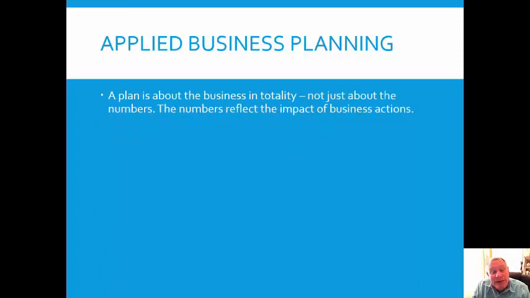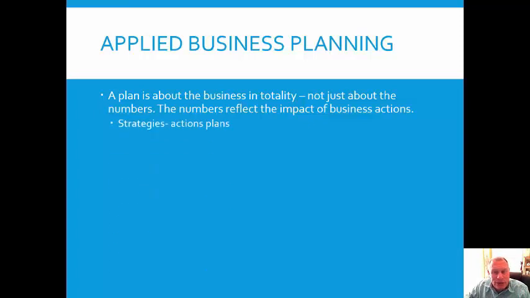The numbers reflect the impact of business actions. If we are going to open 50 new stores, then we will see the impact of those 50 stores in our sales, our cost of goods, our overhead. If we're an airline and we're going to add 5 new routes, then we're going to be able to see the impact of that on our sales, cost of goods sold, and our profit. So it's the reflection. It's not the other way.